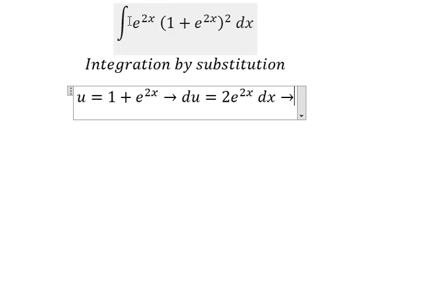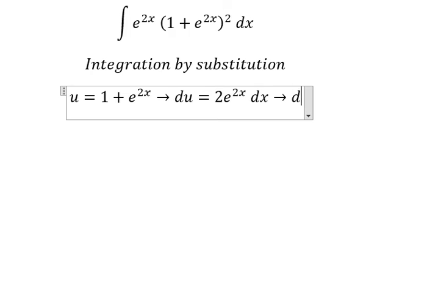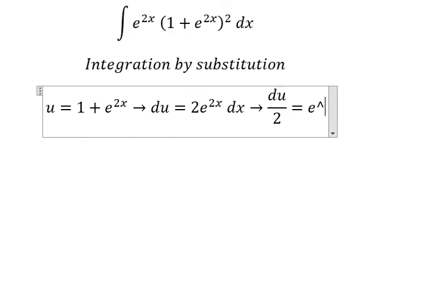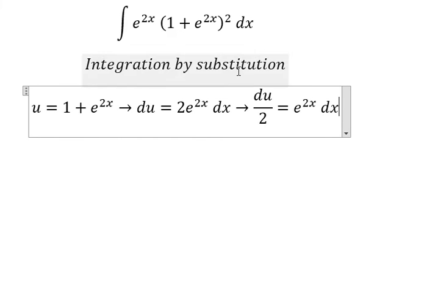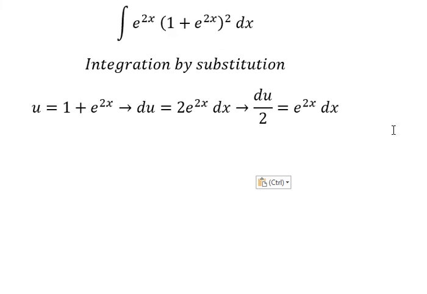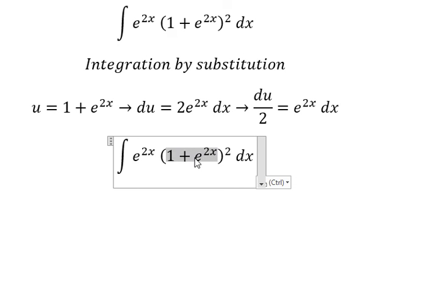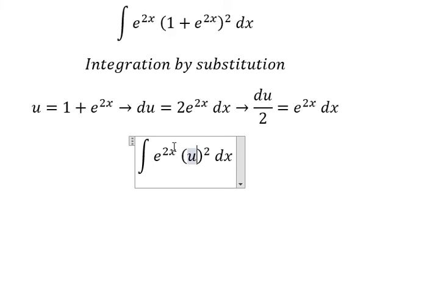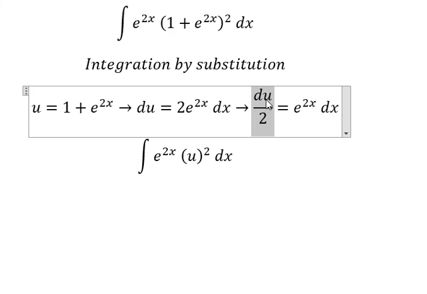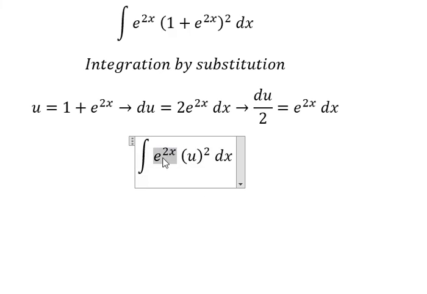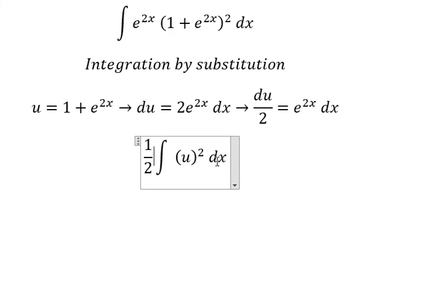Because we don't have number 2 in here, we divide both sides by number 2. This one we change by u. e to the power of 2s ds we change by u over number 2. So we have the formula in here.